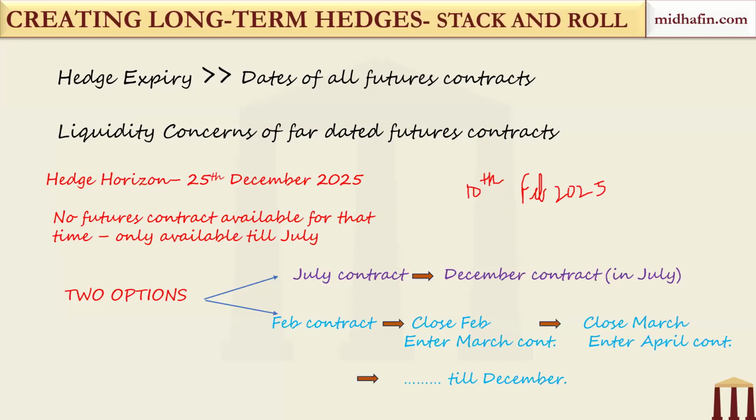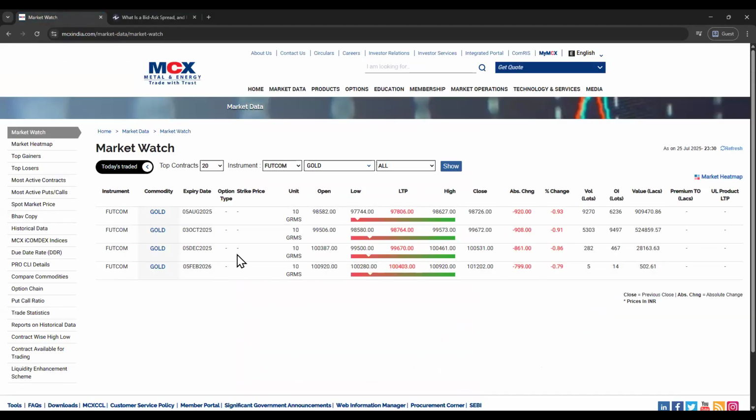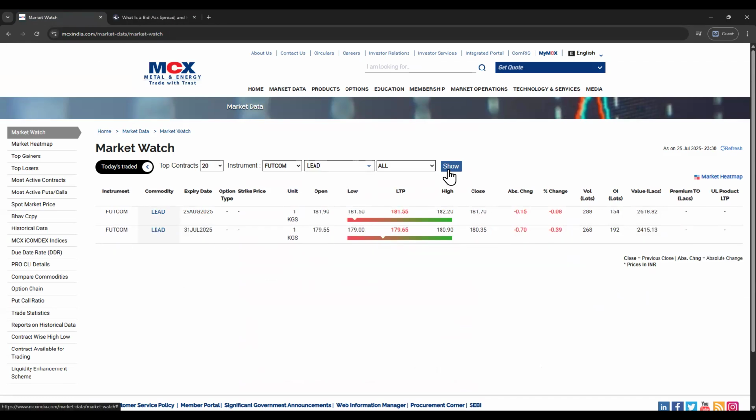This one, right? So we were seeing market watch. For gold, we are seeing that from today, we have contracts all the way up to February. Let's say for some other commodity, we have fewer contracts. Let me just check. Let's say lead. See, for lead, we only have two contracts.